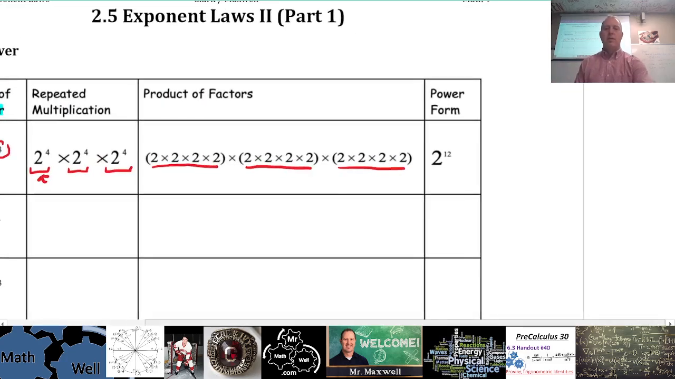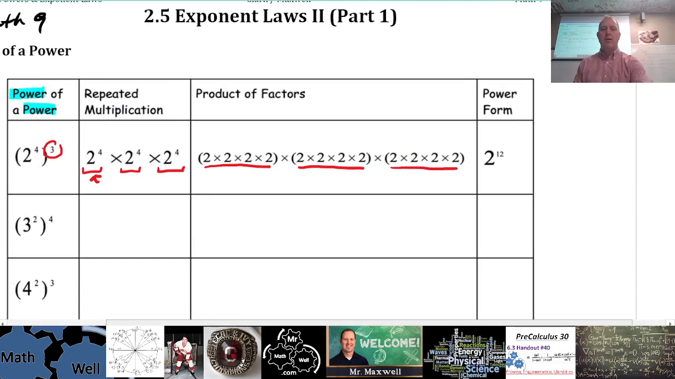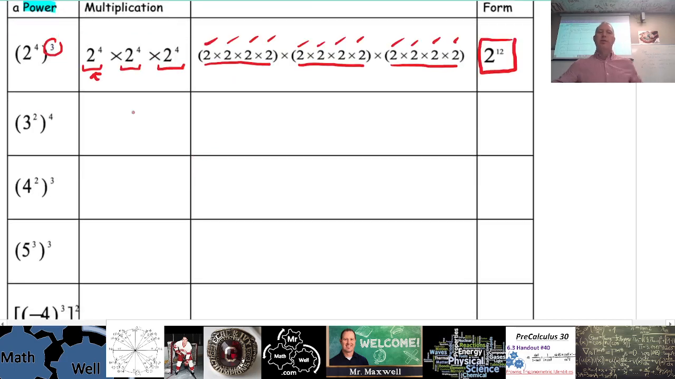Sorry, let me get my zoom here properly. So we end up having 1, 2, 3, 4, 5, 6, 7, 8, 9, 10, 11, 12 twos. So the product of the power, the power of a power I should say, is 2 to the power of 12. All right, let's do the same thing for a few more examples.